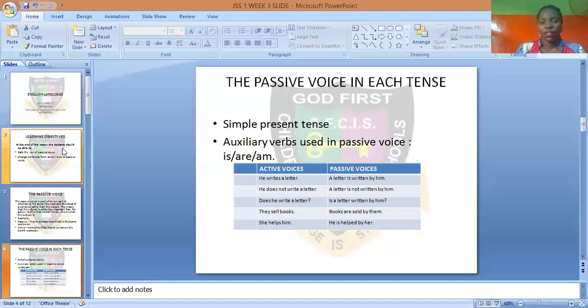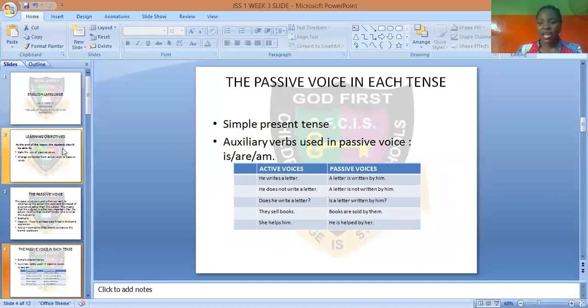Moving on, the passive voice in each tense, the simple present tense. In our second term, we treated the various types of tenses and talked about the simple present tense, the simple past tense, the present continuous tense, the past continuous tense, the future tense, and other tenses. So this is the simple present tense in the passive voice. The auxiliary verbs used in passive voice here are is, am, and are.